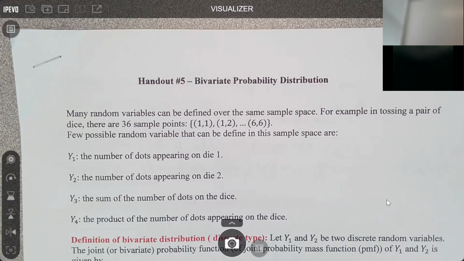Now, random variable one can take the values 1, 2, 3, 4, 5, 6. This is the random variable for the first die. Now for the second die Y2, it takes the values, it also has 6 cases: 1, 2, 3, 4, 5, 6.